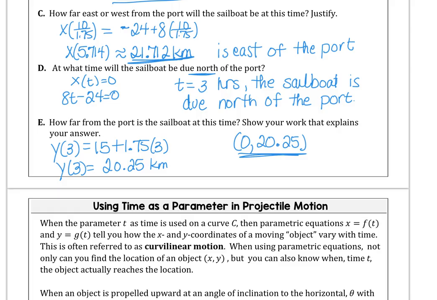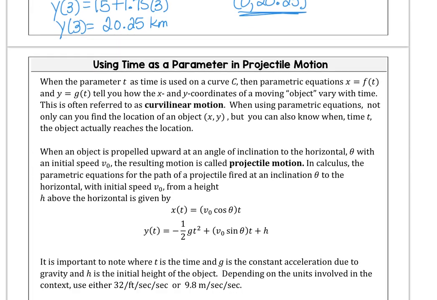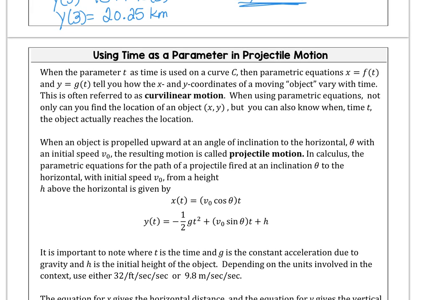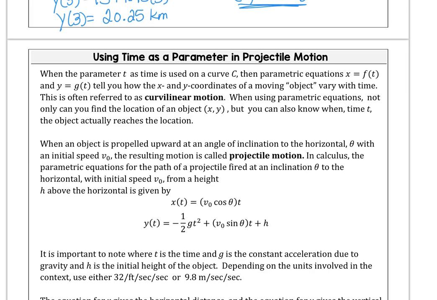Moving on to example 2, we're going to use time as a parameter. And we're going to call this curvilinear motion. When we're using parametric equations, not only can you find the location of an object with the x, y coordinates, but you can also know at what specific time the object actually reached that location. This is called projectile motion.